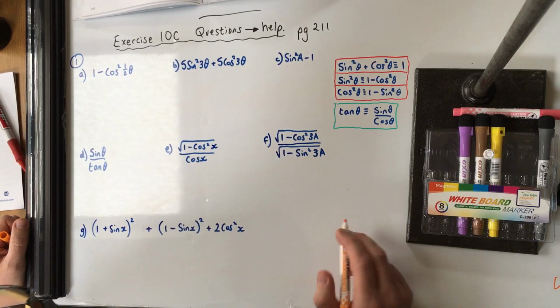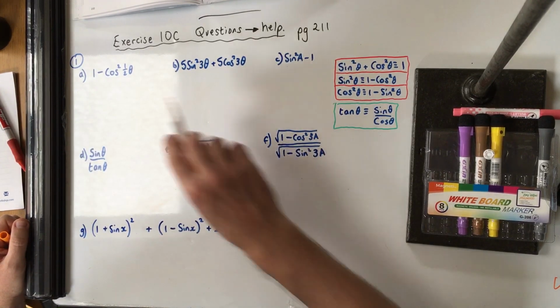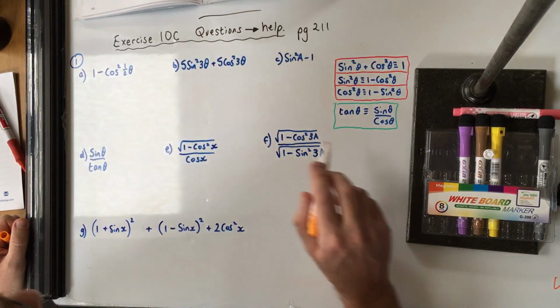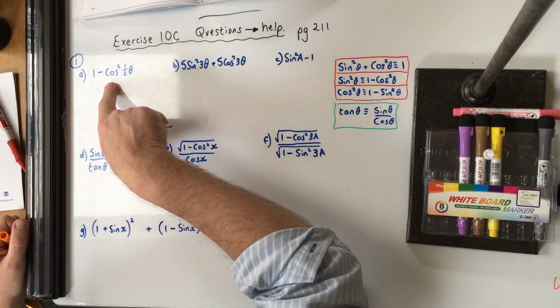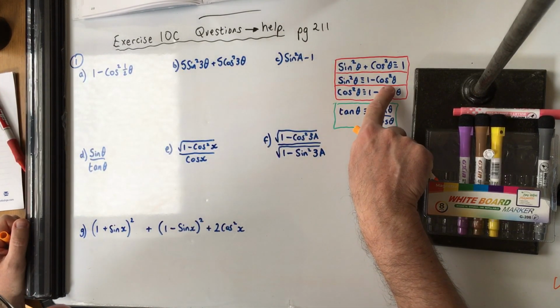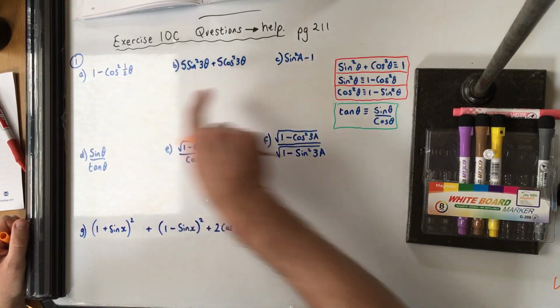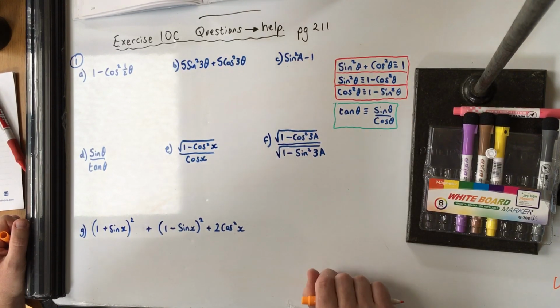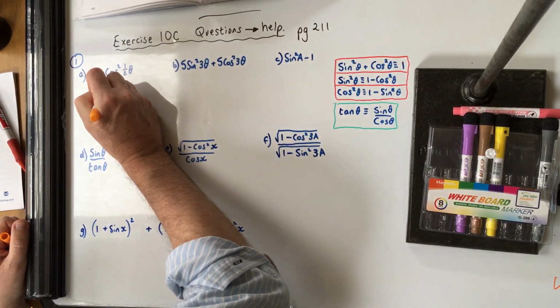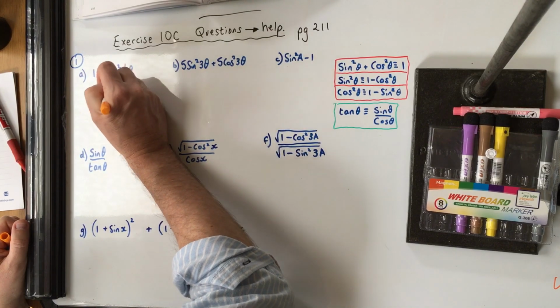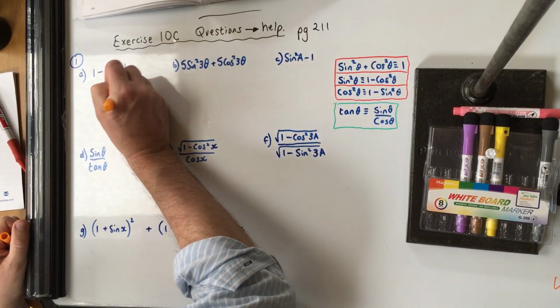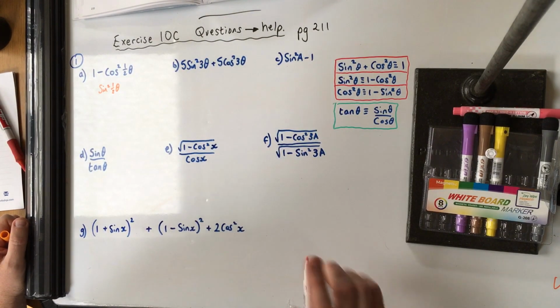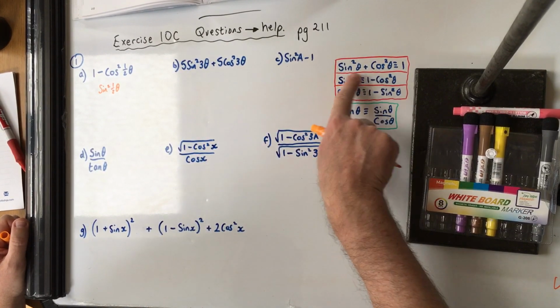Okay, first one, number one. If you've done that, 1a, I'll go through these. They start off simple. 1 minus cos squared theta. Remember what I said, half a theta is just an angle, same as theta there. So that is just going to be the sine squared of half a theta. That's all.